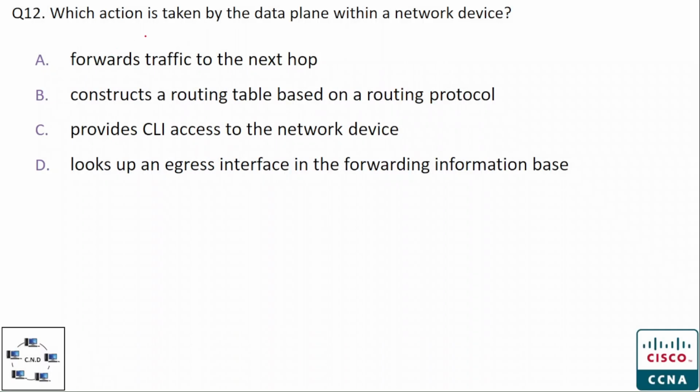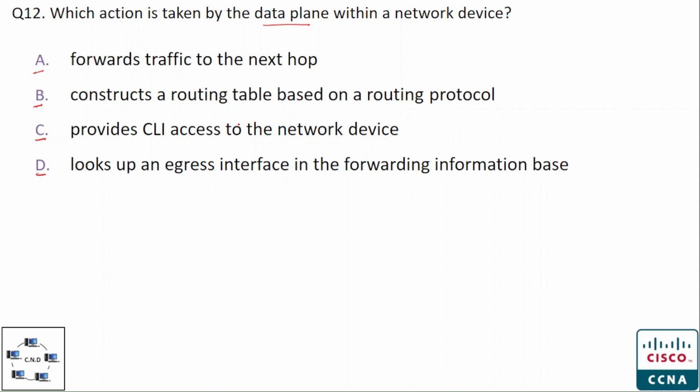Question number 12. Which action is taken by the data plane within a network device? The options are option A, forwards traffic to the next hop. Option B, constructs a routing table based on a routing protocol. Option C, produces CLI access to the network device. And option D, looks up an egress interface in the forwarding information base.